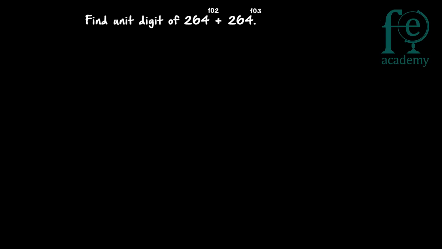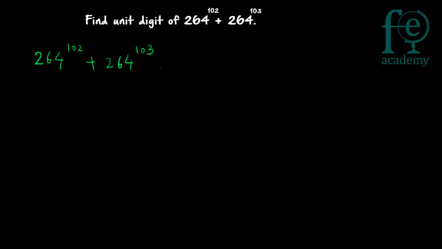So today's question is, find the unit digit of 264 raised to 102 plus 264 raised to 103. You have to find out the unit digit we will be obtaining when 264 raised to 102 is added with 264 raised to 103. So here you have to analyze the question carefully.